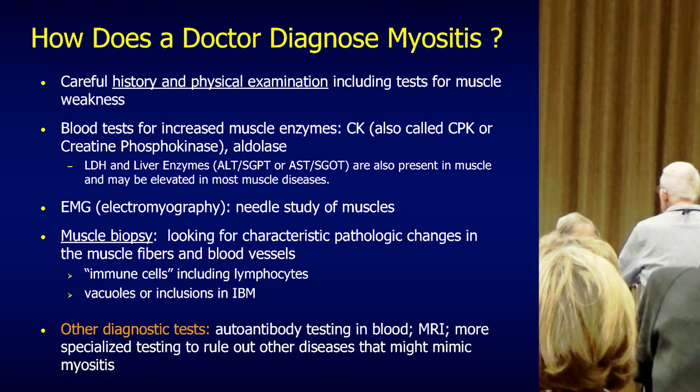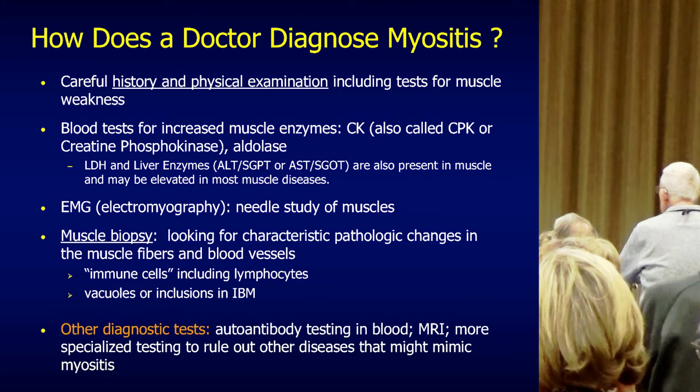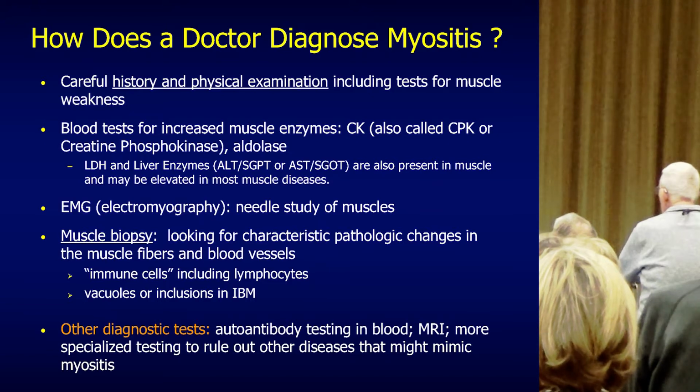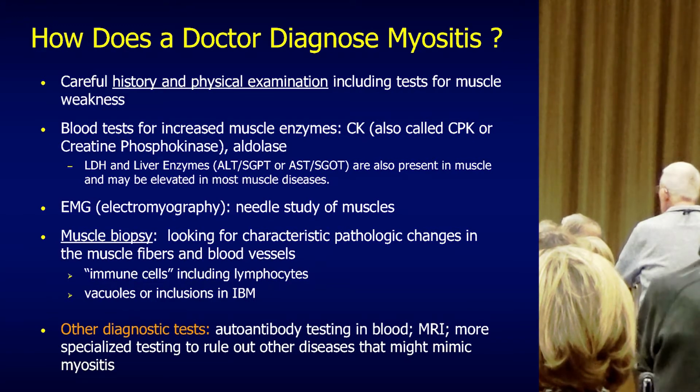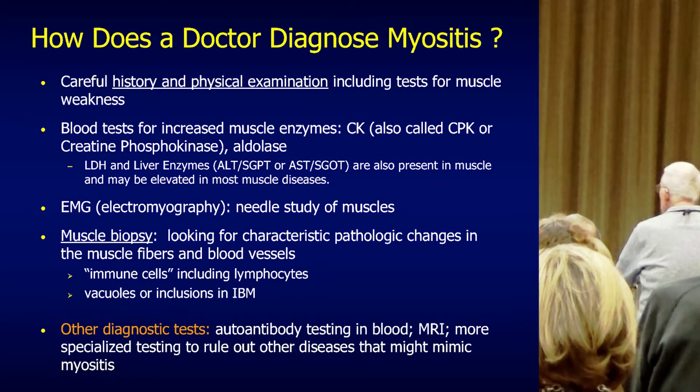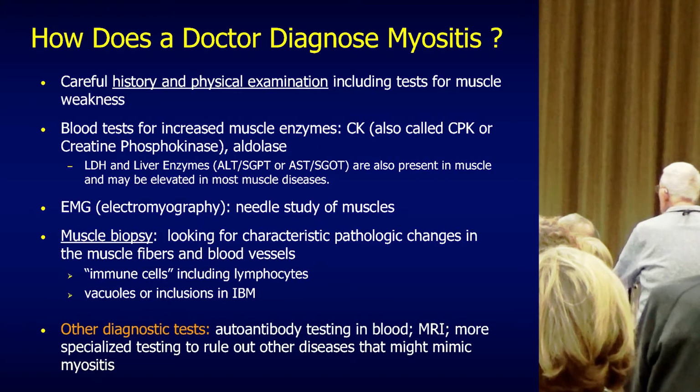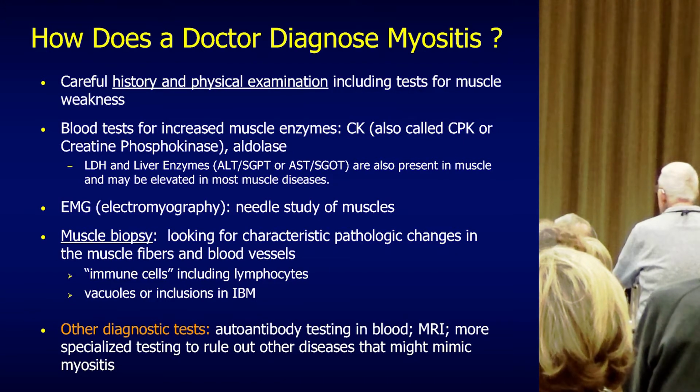So while it's really the history, exam, and muscle biopsy that are critical to a diagnosis of IBM, there are a number of other lab tests that are often obtained that are very helpful in pointing first to it being a muscle disease, and secondly to identifying the actual subtype. So one very useful set of blood tests, which many of you have probably had, are known as muscle enzymes, and those are CK, also known as CPK, which is an abbreviation for creatine phosphokinase.